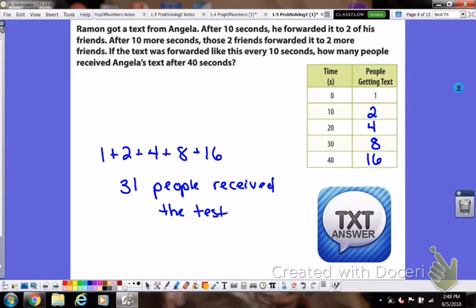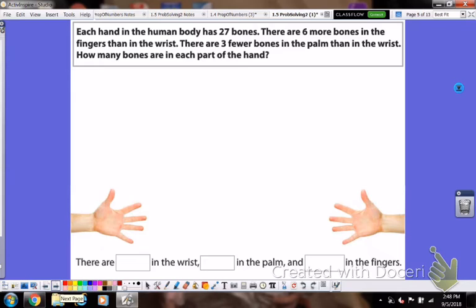All right, next one. Each hand in the human body has 27 bones. There are 6 more bones in the fingers than in the wrist. There are 3 fewer bones in the palm than in the wrist. How many bones are in each part of the hand? If we go back and underline what we know. We know there are 27 total. We know there are 6 more in the fingers than in the wrist. And there are 3 fewer in the palm than in the wrist.